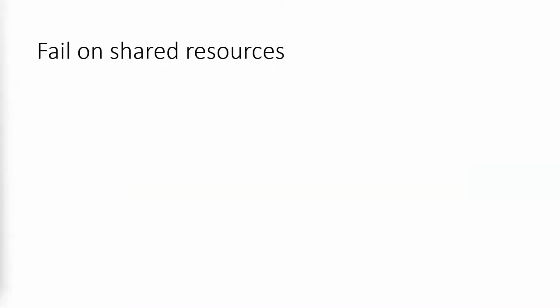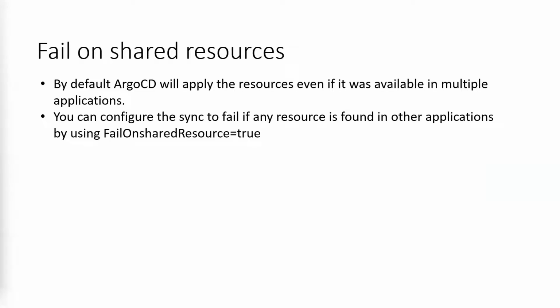Next, an interesting option: fail on shared resources. What is fail on shared resources? The name itself is crazy. So let's assume you have a namespace and you have already deployed a certain application, and someone is trying to do the same application deployment in the same namespace with a different name.